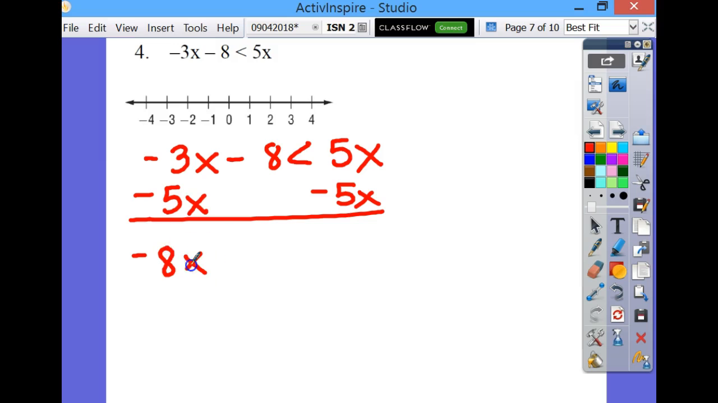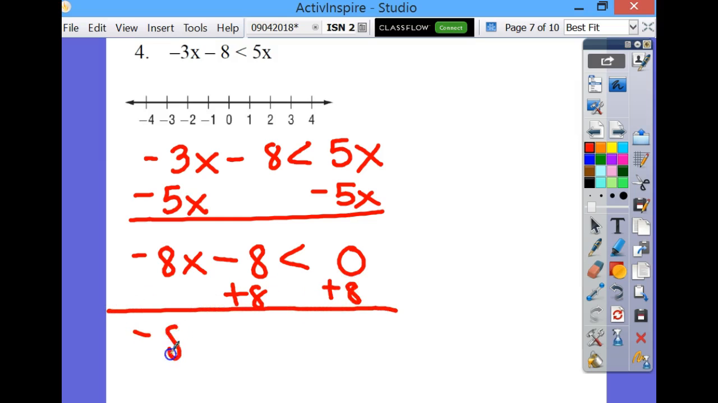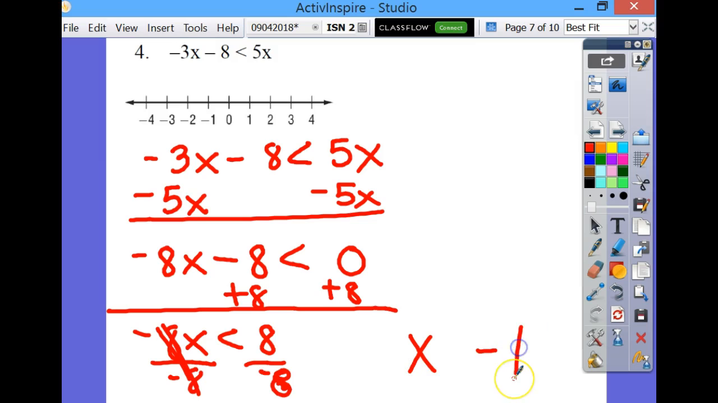So, we're going to subtract the 8 from both sides. This is higher math. What is 5 subtract 5? You have to put the 0. Continue solving. Negative 8x. Divide by negative 8. Cancel out the negative 8. And the answer is negative 1.